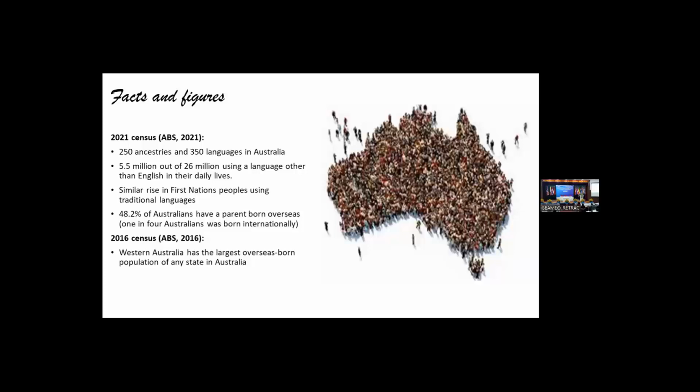So you can see there almost half of Australians have a parent born overseas, 1 in 4, in fact. And surprisingly, Western Australia, which is the most rural and cut off state in Australia, there on the west side, in fact has the largest overseas born population in the whole of Australia. Of course, only concentrated in the cities, really. The large parts of Western Australia are very much not populated because it's uninhabitable.